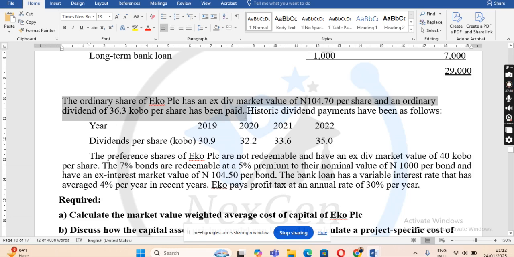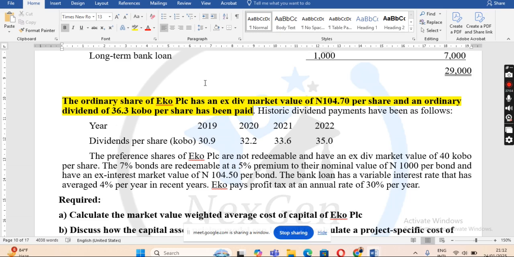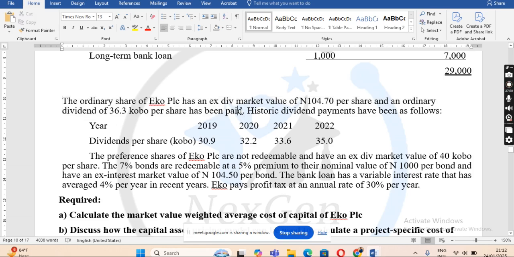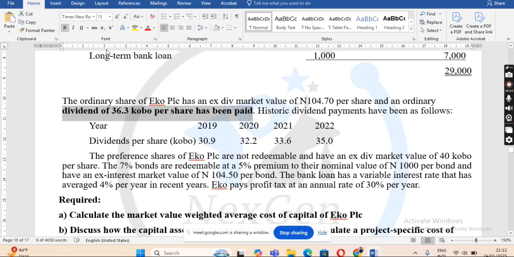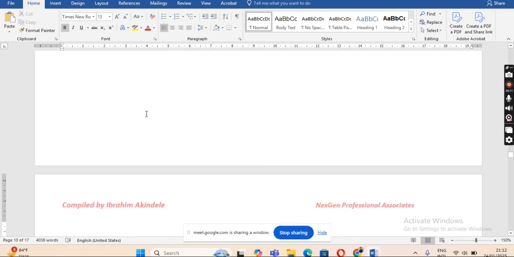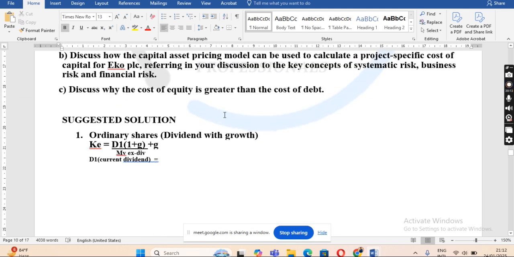share has just been paid, which means that this is the current dividend, class. This one here is the current dividend, because they just paid that particular dividend, class, right? So we move ahead to 36 naira 3 kobo, right?